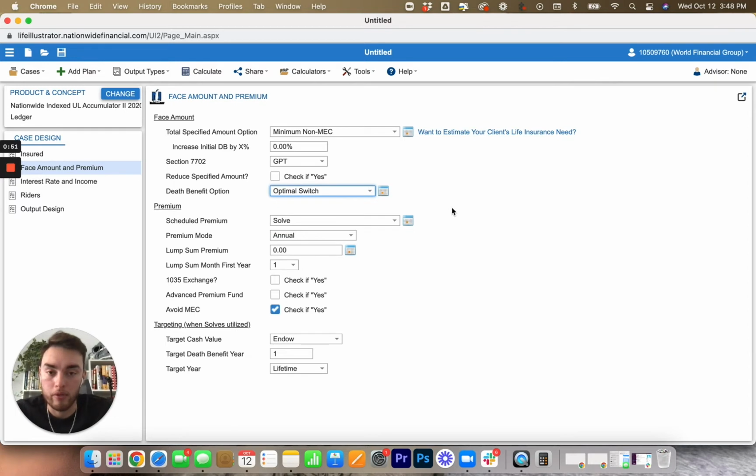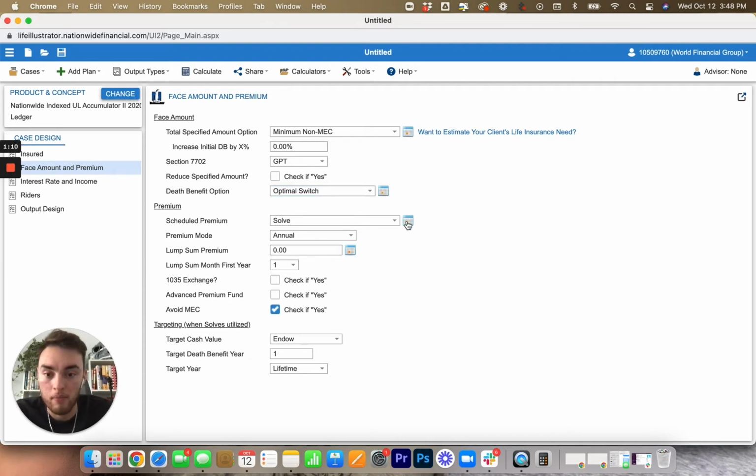Basically, what the optimal switch just means is that in the years that you're funding the policy, that's going to be an increasing death benefit. Once you stop making payments, again, at like retirement age, or really whenever you decide that you want to stop making payments, then it's going to be level because we don't want that death benefit to increase anymore. And so this will just do that on its own without us having to manually touch anything.